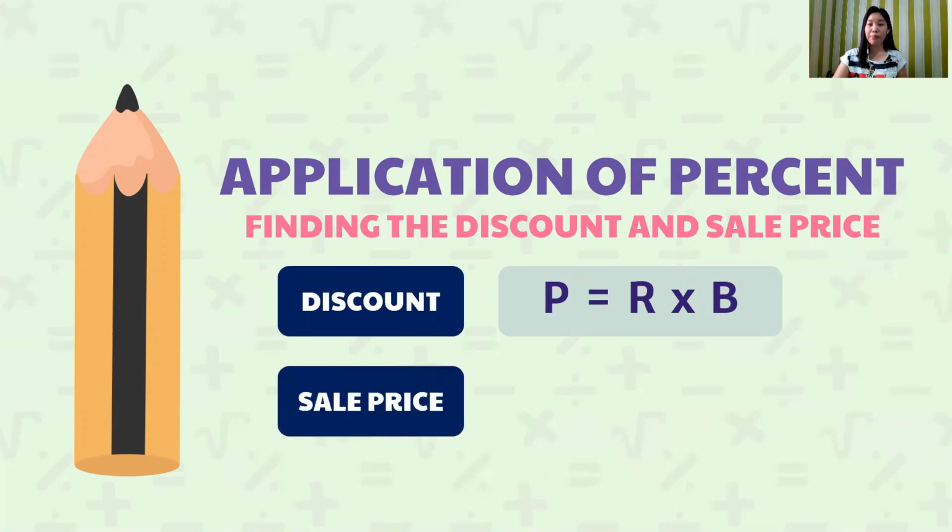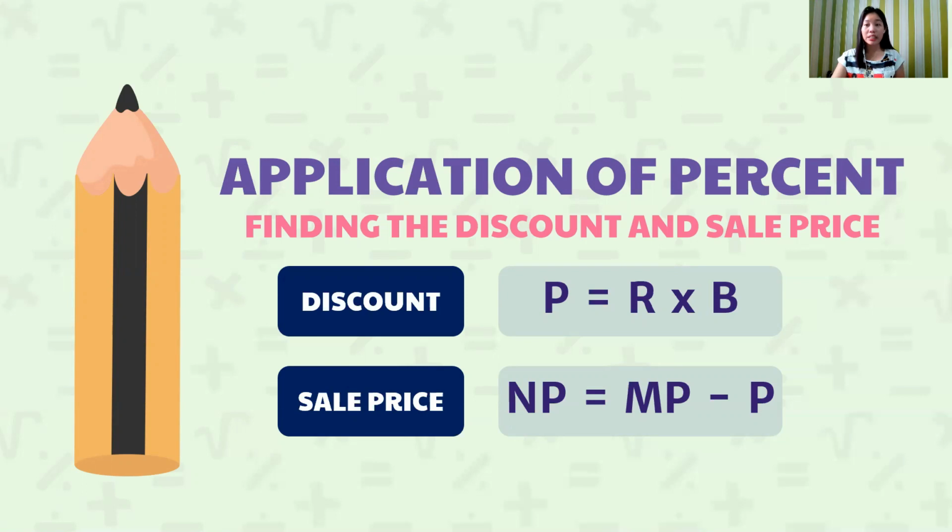And in finding the sale price, we use this formula. NP equals MP minus P. NP stands for the net price or sale price, MP stands for the marked price, and P stands for the discount. Don't forget that in multiplying the rate of discount by the marked price, we have to first convert the percent to its decimal form.